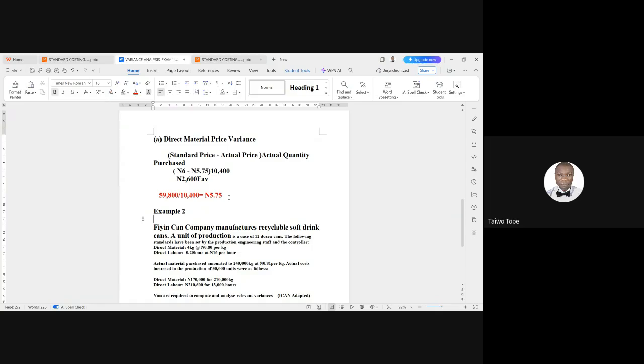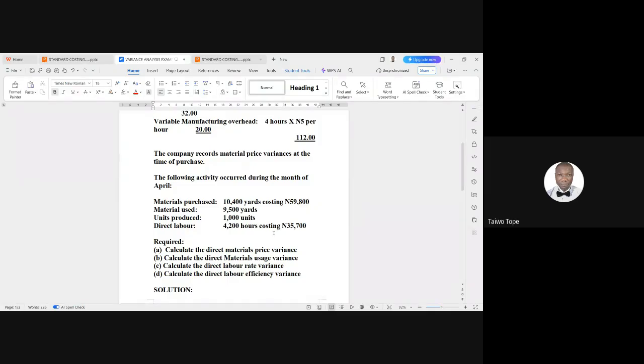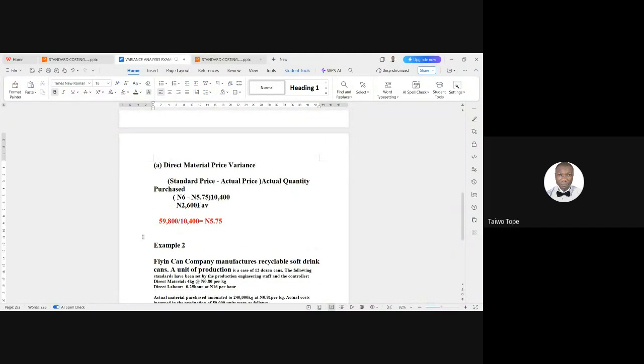Any other question? The next is calculate the direct material usage variance. Direct material usage variance.